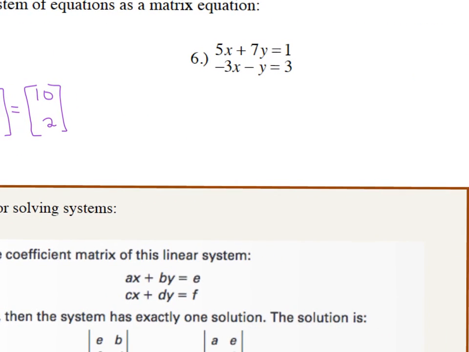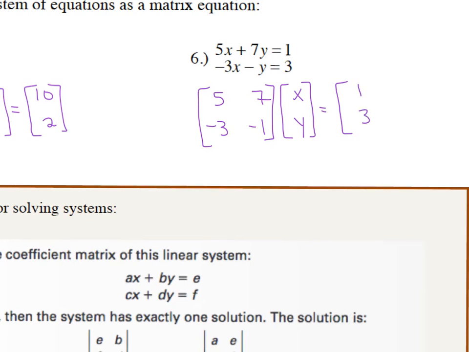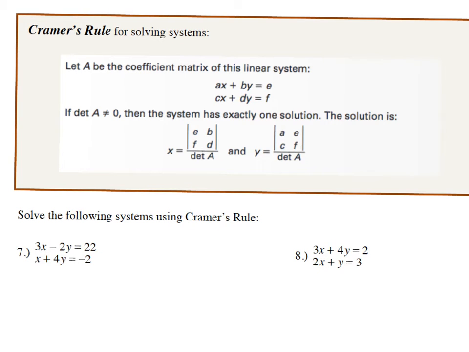So for number 6, your coefficient matrix is 5, 7, negative 3, negative 1. Your variable matrix is x and y. And then we have our solution over here on the right, 1 and 3. Looking at Cramer's rule will help us determine what x and y are without actually having to do elimination or substitution or have to graph it.